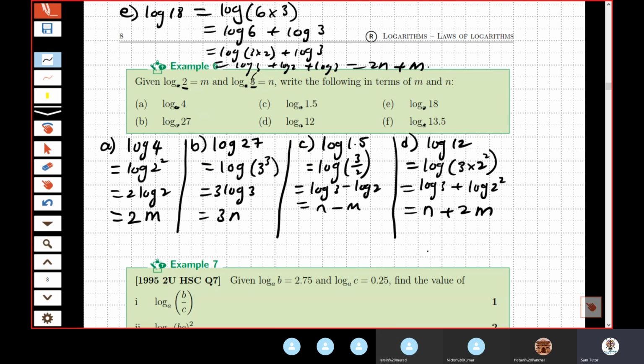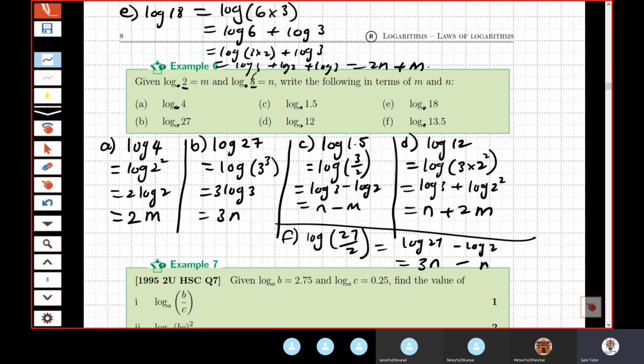F, 13 and a half. 13 and a half is what? 27 over 2? Yeah. And then that just becomes log 27 take away log 2. Log 27 we've already worked out here. 3n take away m.